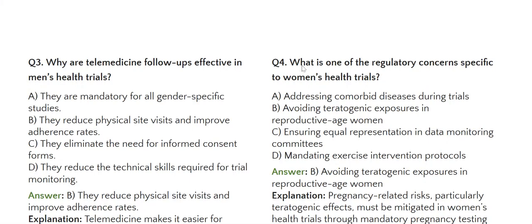Question 4: what is one of the regulatory concerns specific to adult females health trials? A, addressing comorbid diseases during trials. B, avoiding teratogenic exposures in reproductive age women. C, ensuring equal representation in data monitoring committees. Or D, mandating exercise intervention protocols.